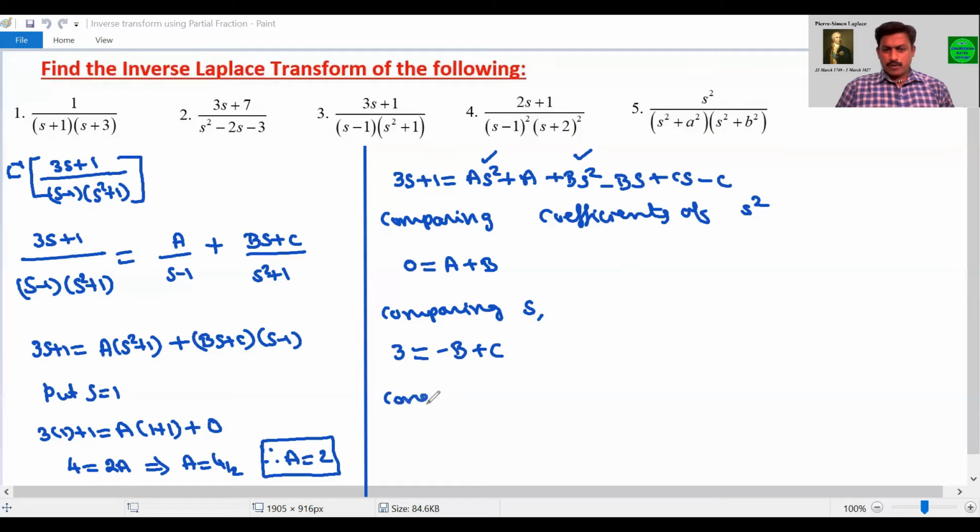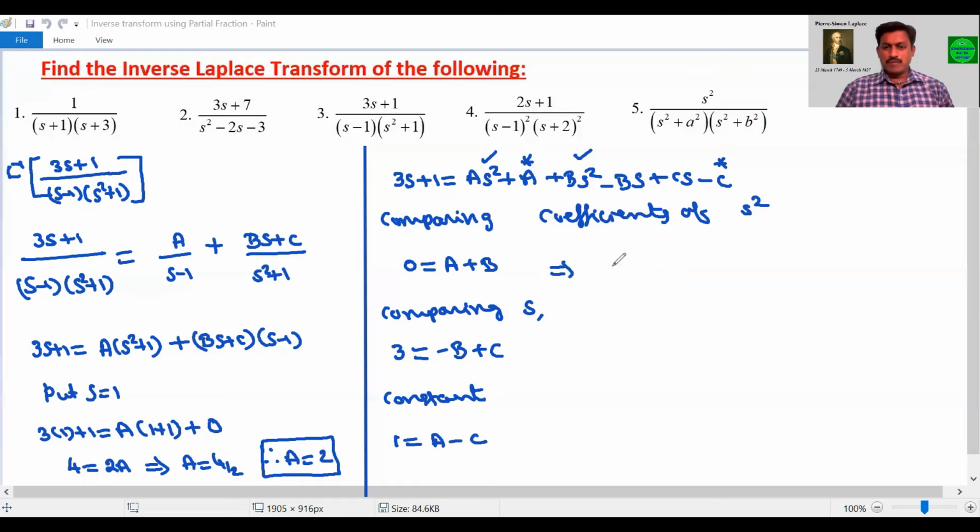So finally I am going to compare the constant term. Left hand side you will have the constant term as 1, right hand side you will have the constant as a as well as minus c. We get a minus c.